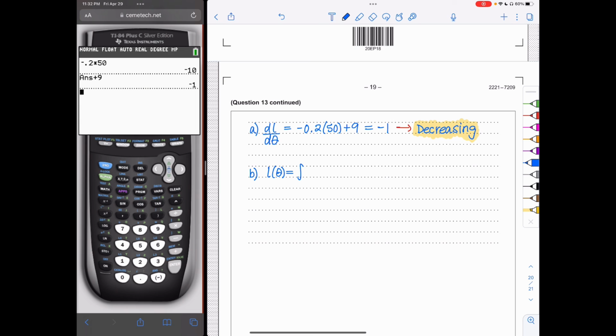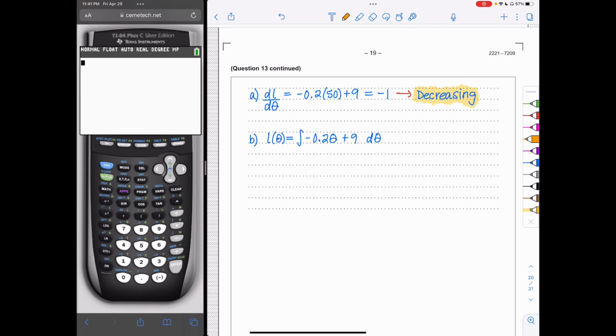So that's going to be equal to the integral of negative 0.2 theta plus 9 with, of course, respect to theta. Remember, when you find your integral, all you have to do is increase your exponent and then divide by the new exponent. So I'm going to increase my exponent to 2 for the first term, and then divide by 2. Then I have 9 theta to the power of 0, but it becomes theta to the power of 1 divided by 1. And of course, we need our constant of integration, which is plus c.